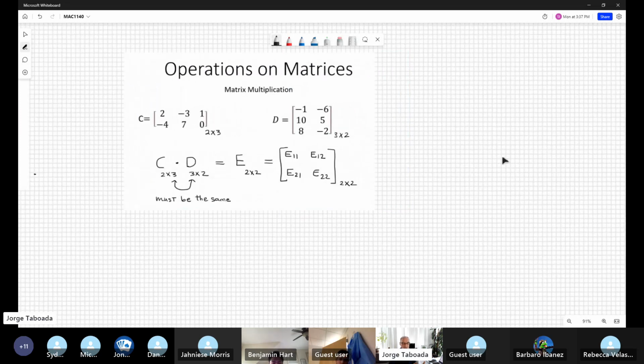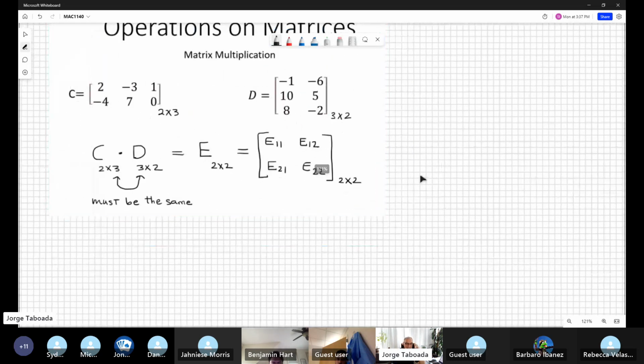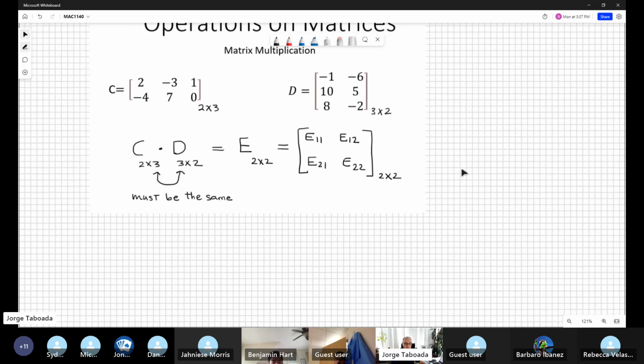In this case, you have two matrices, C and D. The matrix C has 2 rows and 3 columns, and the matrix D is 3 by 2, 3 rows and 2 columns. If you pretend to multiply C times D, the most important thing you have to check is the dimension. Look, C's dimension is 2 by 3, D is 3 by 2.